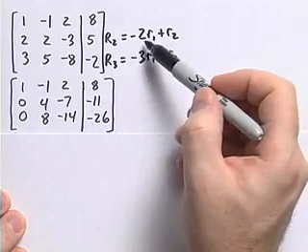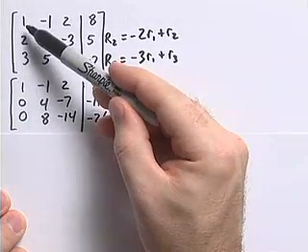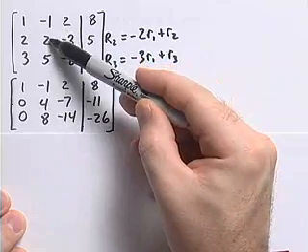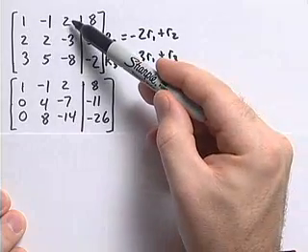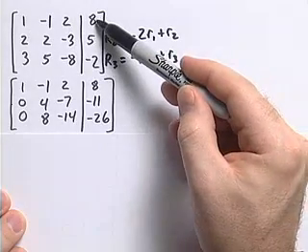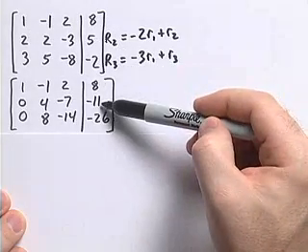We did not change row 1, so we just rewrite that. To get our new row 2, we perform this operation. Negative 2 times 1 plus 2 is 0. Negative 2 times negative 1 plus 2 is 4. Negative 2 times 2 plus negative 3 is negative 7. And negative 2 times 8 plus 5 is negative 11.